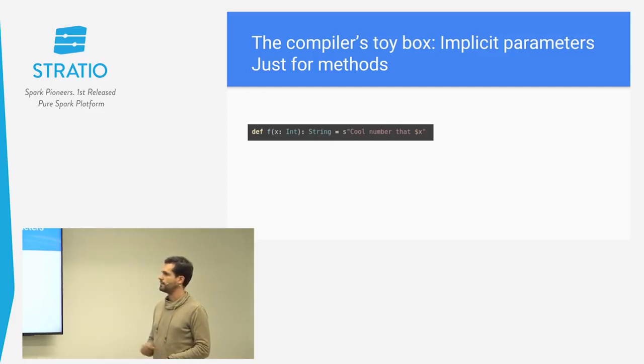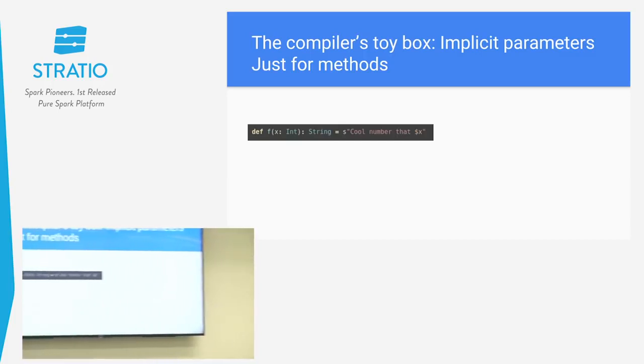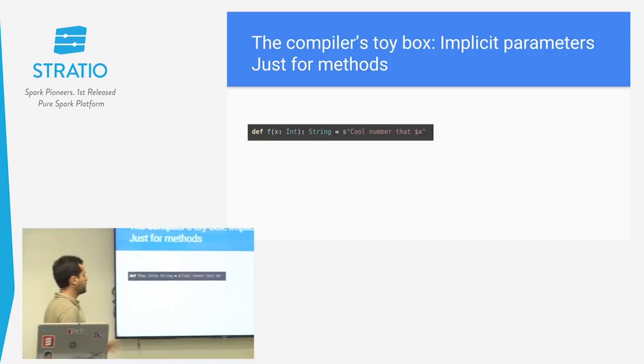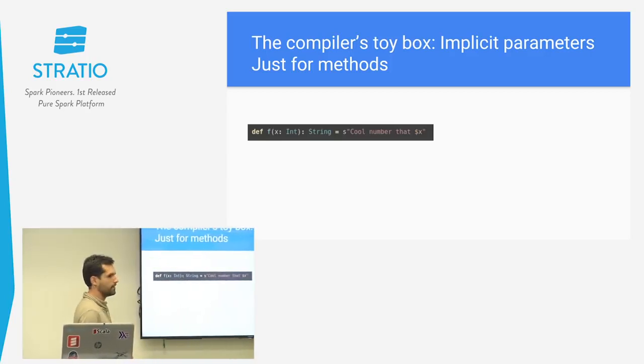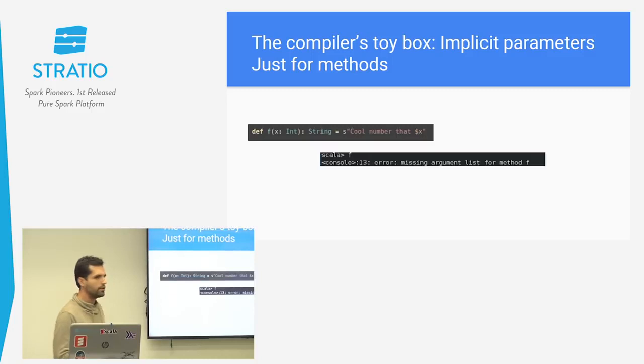Okay, imagine you have this simple method, which is f, receiving an integer and returning a string. And if you are working with your code and you try to call this method without passing any actual parameter, you will get obviously an error because you are not passing anything to it. Okay, obviously it doesn't know how to continue. The compiler struggles because it doesn't know how to continue.